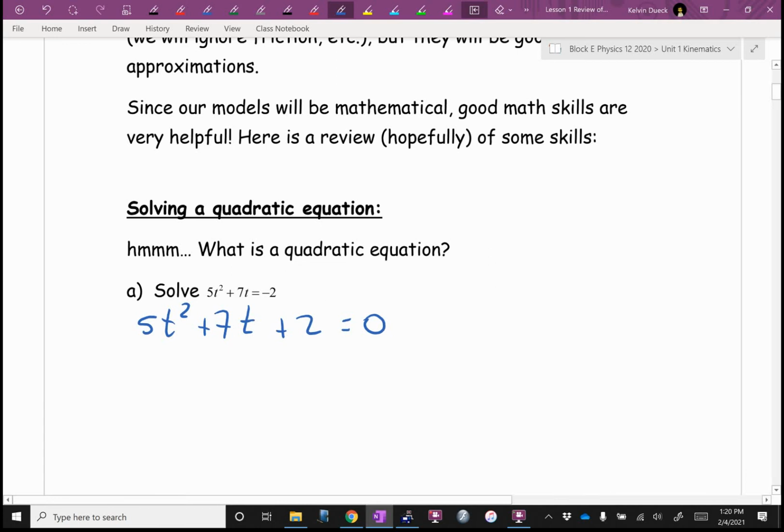Well, in grade 11, one method you learned was the factoring method. But I'm not going to bother covering factoring because most of the time, the numbers that we'll be dealing with won't factor. This one actually will, and I'll show you how I know in just a second. So we're going to solve this with the quadratic formula. What is the quadratic formula? X equals negative b plus or minus the square root of b squared minus 4ac all over 2a.